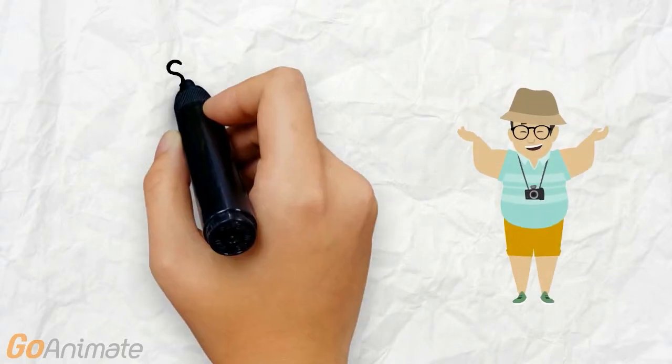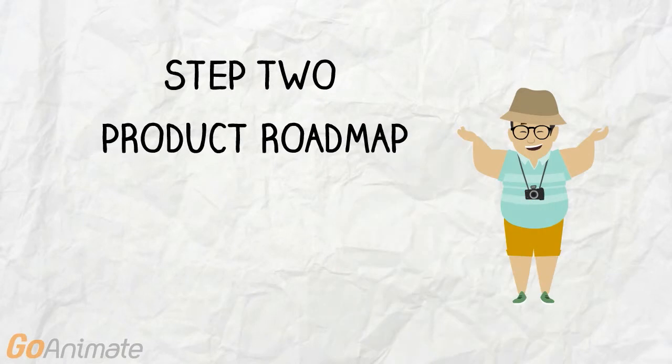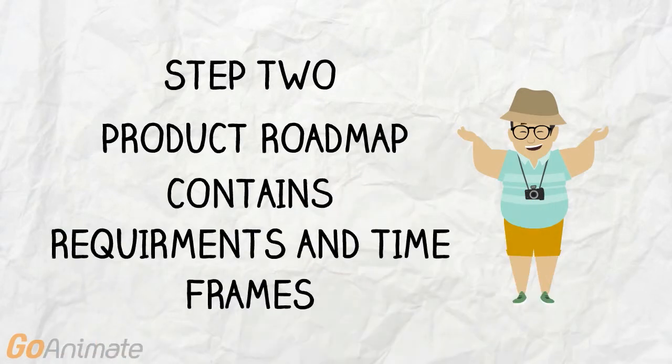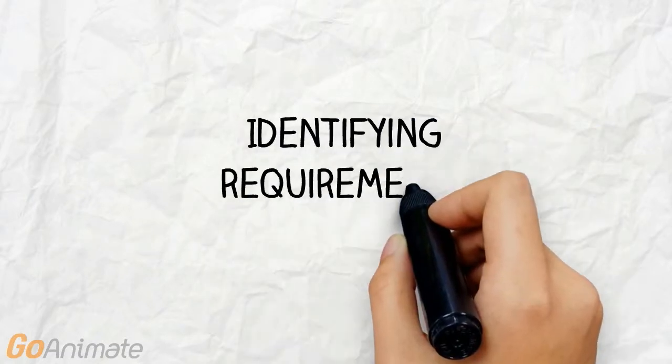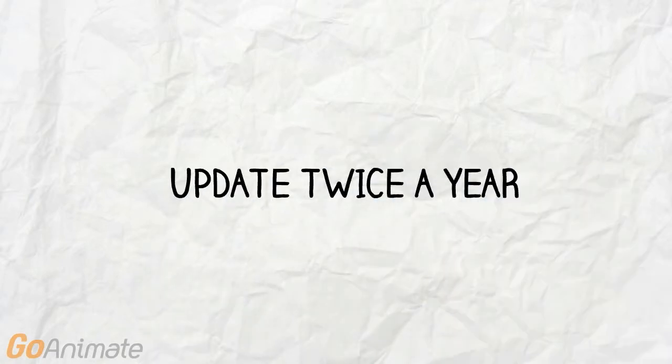Step 2, the product owner creates a product roadmap. A product roadmap is a high-level view of the product requirements and time frame to develop those requirements. Identifying product requirements and then prioritizing and estimating the effort is a large part of creating a product roadmap. On a longer project, update the product roadmap at least twice a year.